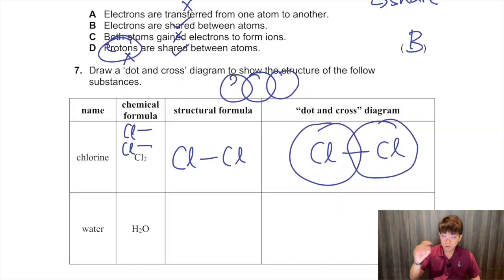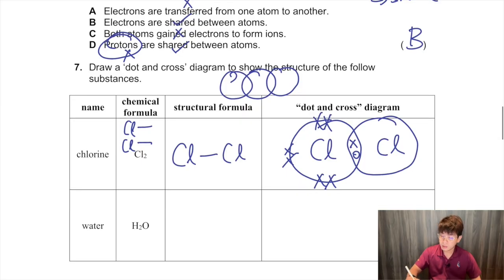Single bond has how many electrons? It has 2. Let me just erase it to make it neater. So 2 electrons, cover one Cl, and it needs 6 more electrons because that makes a total of 8. Cover the other Cl, another 6 more electrons.